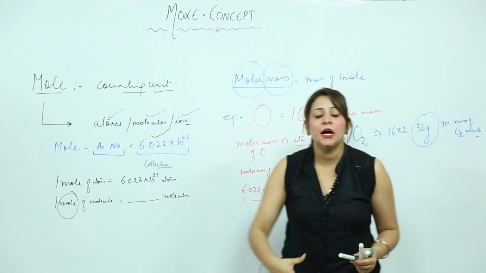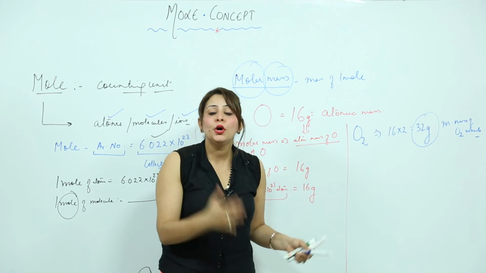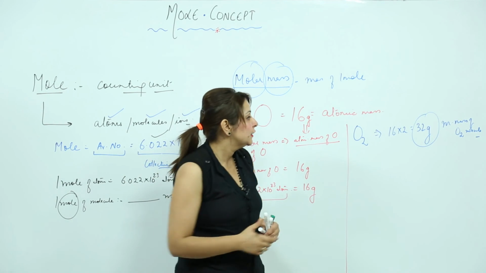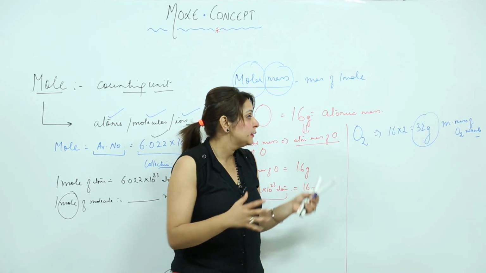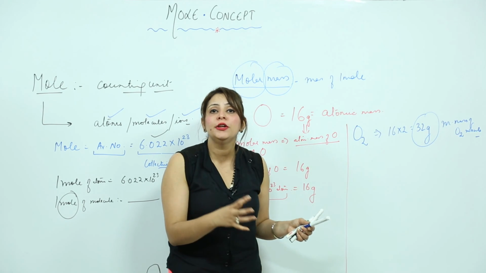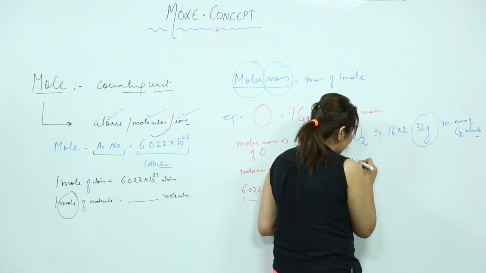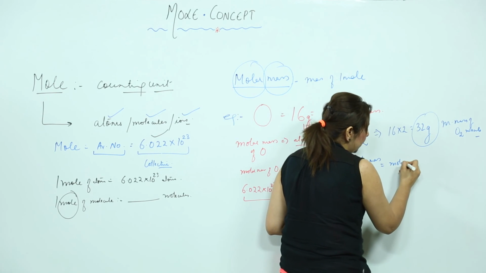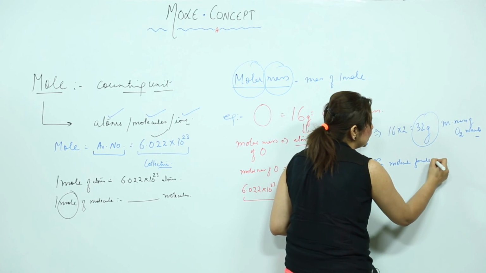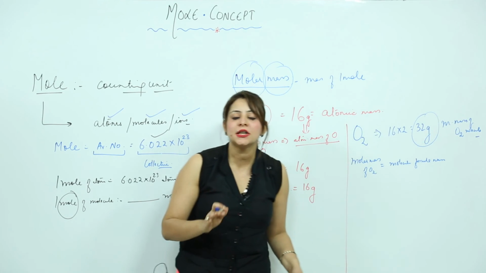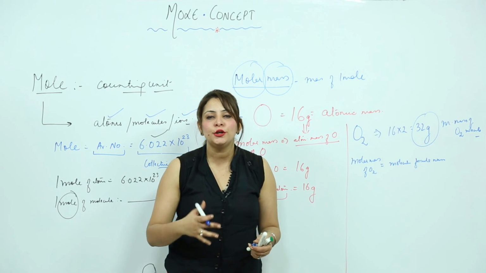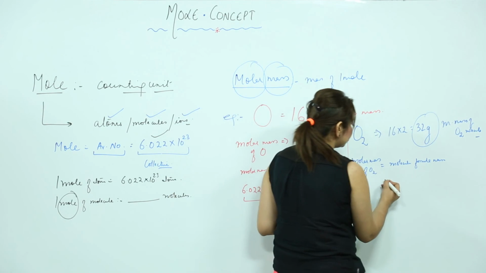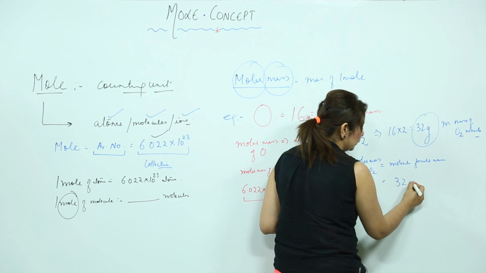So if somebody asks me now the molar mass of this O2, the molar mass is just going to be equal to the molecular or molecular formula mass. So there is no separate mass for it. Molar mass is actually equal to the molecular mass. So in this case, the molar mass of O2 is equal to the molecular mass or molecular formula mass, whatever term you use, because both terms mean the same. Whether I say molecular formula mass or molecular mass, it means the same thing. So it is equal to 32 grams.